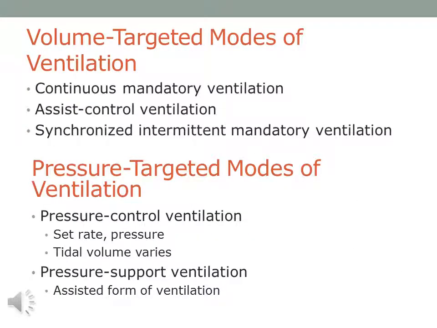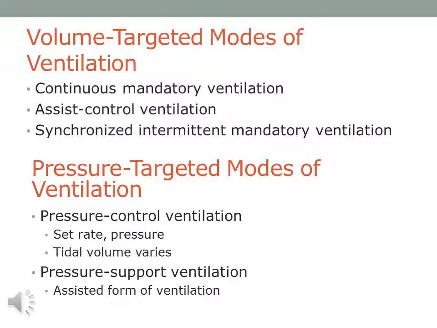In the previous slide, I mentioned volume-targeted modes of ventilation and pressure-targeted modes of ventilation. And I said there were different kinds underneath it. Now remember, your volume-targeted, also called volume-controlled, modes have a selected set tidal volume that's given during the inspiratory phase of the ventilation cycle. The different kinds would be something like continuous mandatory ventilation. And what continuous mandatory ventilation is, the ventilator is set to give a certain number of breaths per minute. So for example, if it's set to give 12 breaths per minute, it's going to mechanically force the patient to breathe 12 times during the minute.